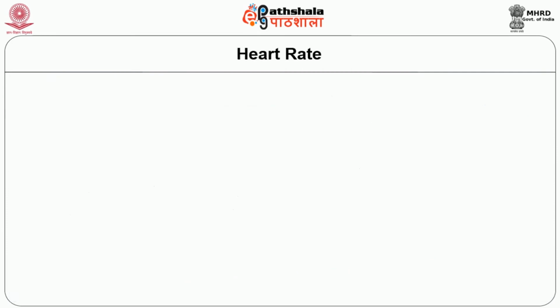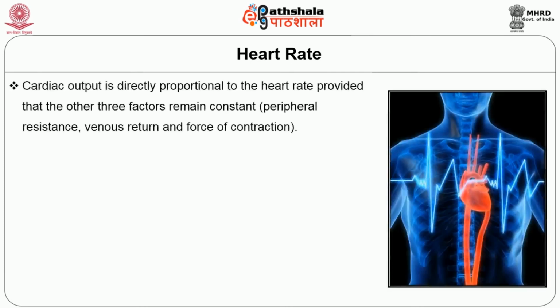Now we will see the fourth factor that controls the cardiac output, heart rate. Cardiac output is directly proportional to the heart rate, provided that the other three factors remain constant, namely peripheral resistance, venous return and force of contraction.